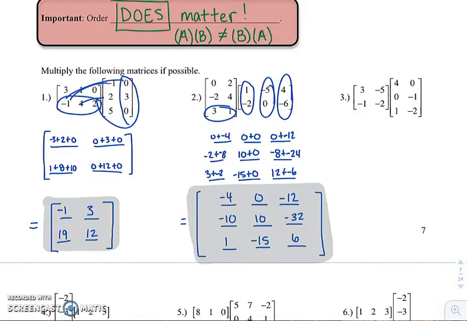We've got a 2 by 2 and a 3 by 2. So the inner dimensions do not match up, so this one we actually can't multiply.